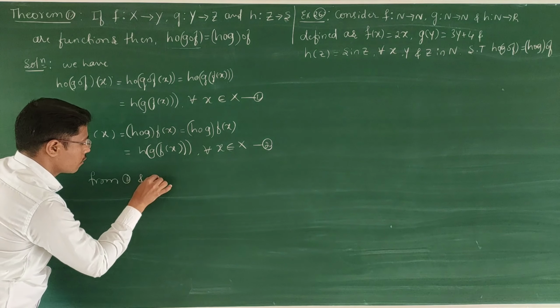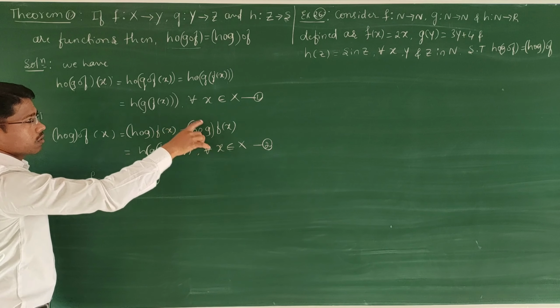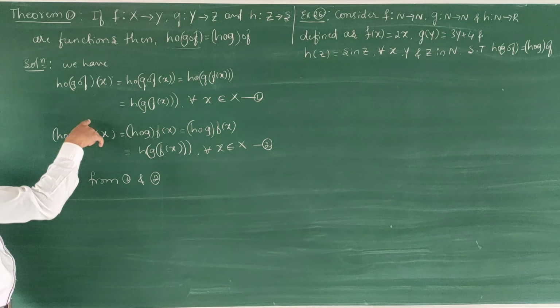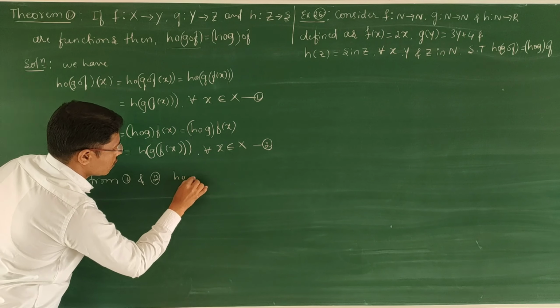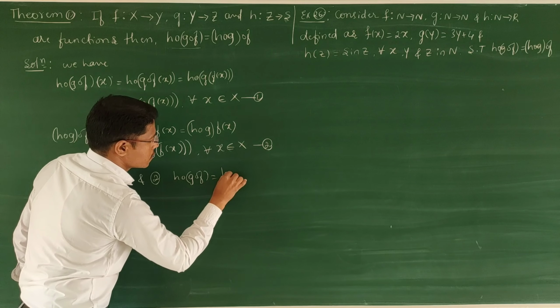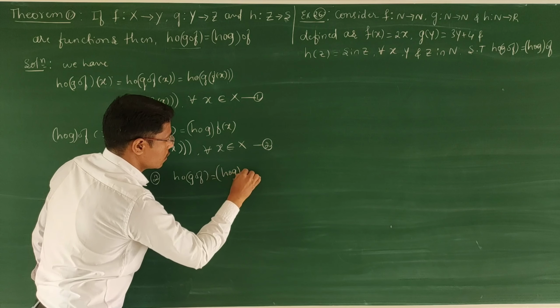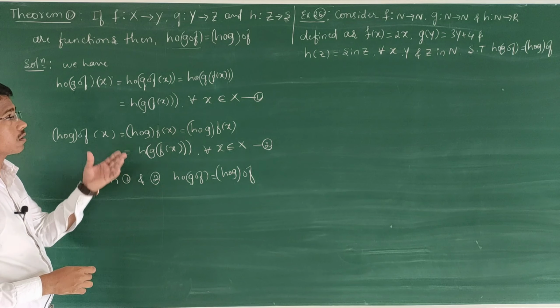So see, from 1 and 2 both RHS are the same. Equation 1 and equation 2 have the same RHS, then their LHS will be equal. That is, h composition (g composition f) equals (h composition g) composition f. So this is a standard result, a theorem.